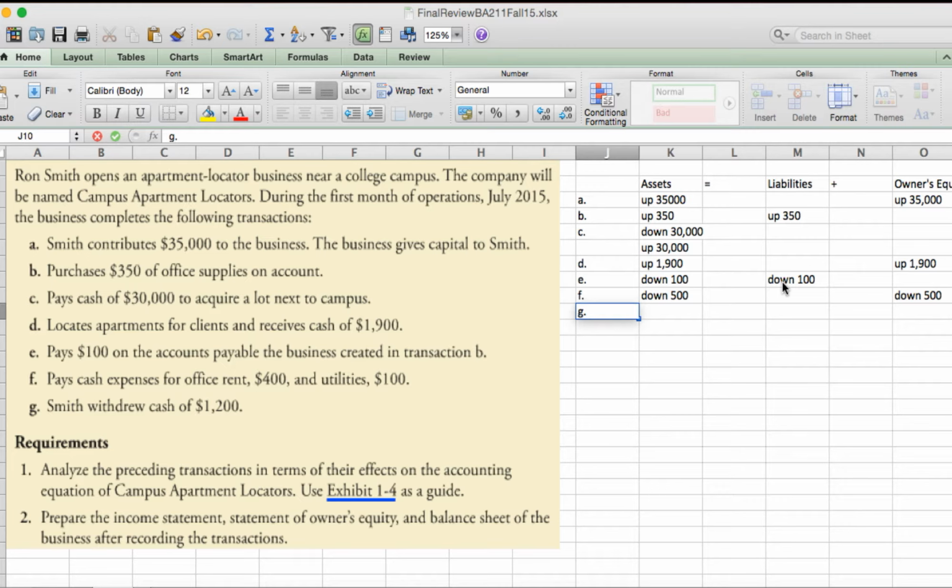Final portion, Smith withdrew cash of $1,200. Okay, so again, Smith is one of the owners, or the owner, and he is causing the business to have less cash by $1,200. Since he withdrew that, his equity goes down by $1,200 as well. Okay, so we got a pretty decent example of most types of transactions.